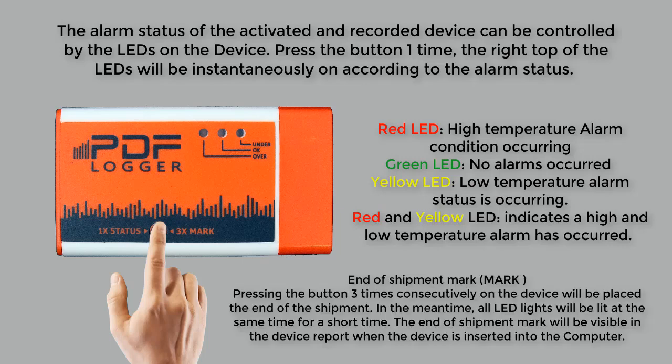End of shipment mark. Pressing the button 3 times consecutively on the device will place the end of the shipment. In the meantime, all LED lights will be lit at the same time for a short time. The end of shipment mark will be visible in the device report when the device is inserted into the computer.